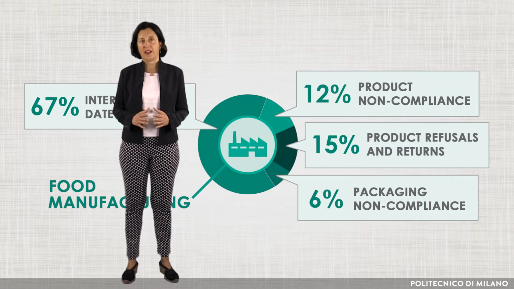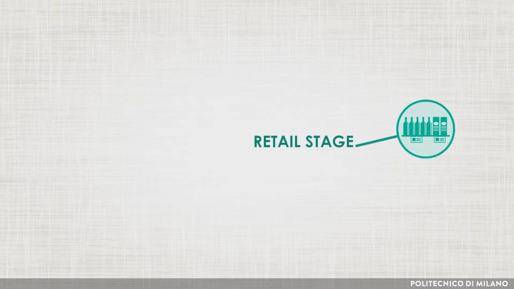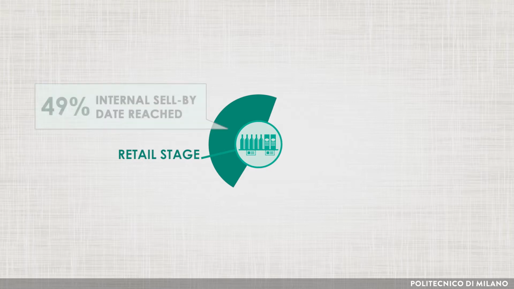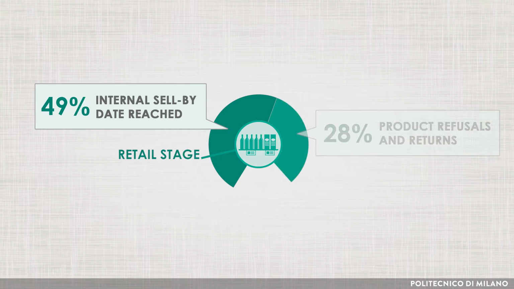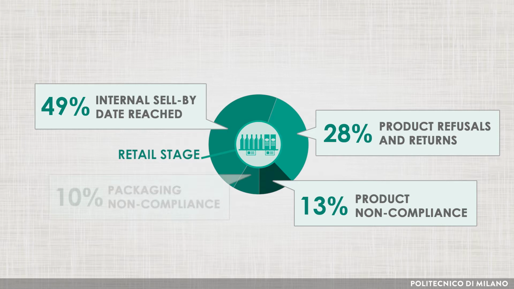Surplus food is generated for similar reasons at the retail stage. The distributors' logistics centers also have an internal sell-by date. This accounts for 49% of the surplus food volume. The second most common cause is product returns, another 28%. Non-compliance with standards causes the remaining part of surplus food.